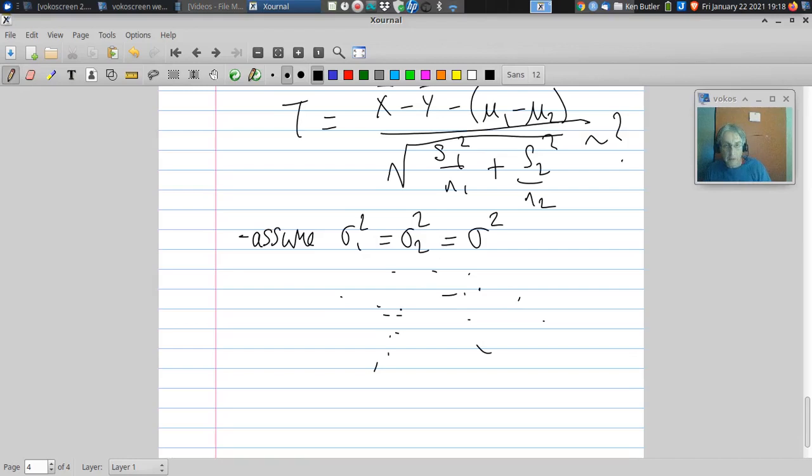Now, we'll think about the thing on the bottom. We're going to think about n1 minus 1 times s1 squared over sigma 1 squared, which is actually sigma squared. So I've got to erase that too. Go back to my eraser and erase that 1 there.